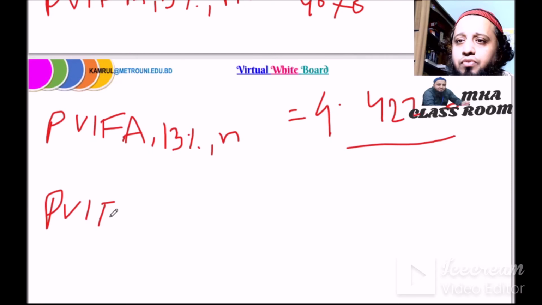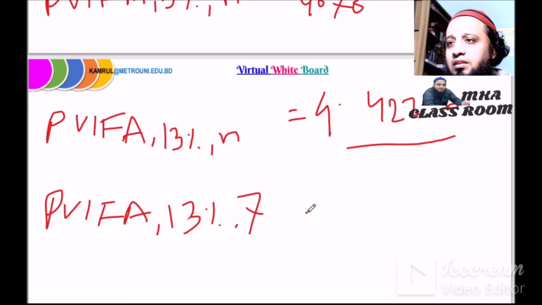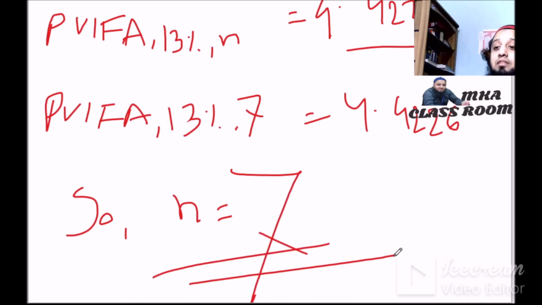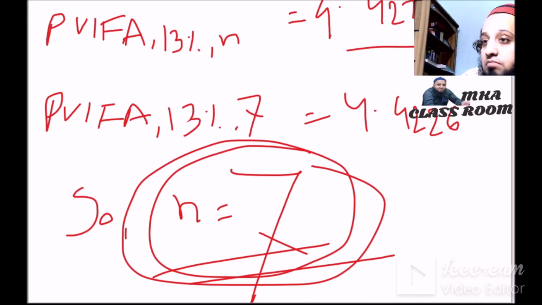PVIFA 13%, 7 equal to 4.4226. So N equal to 7. If you borrow this amount and you have to pay it in 7 installments, that is N equal to 7. That is your required answer. That should be our required answer.